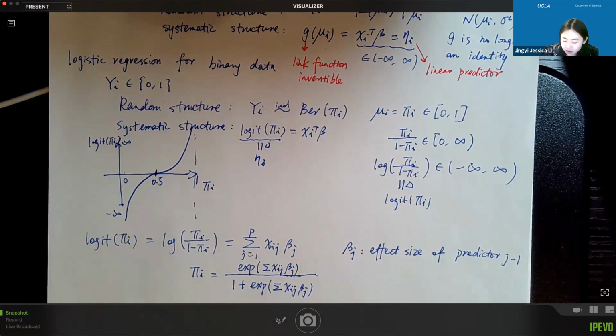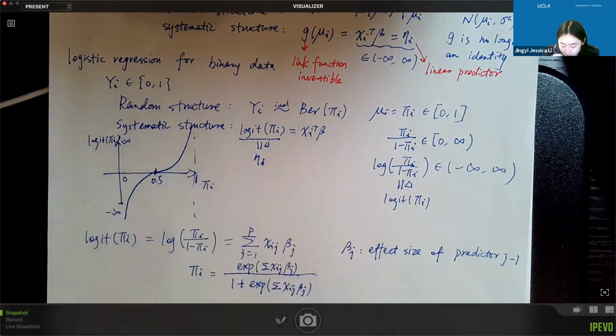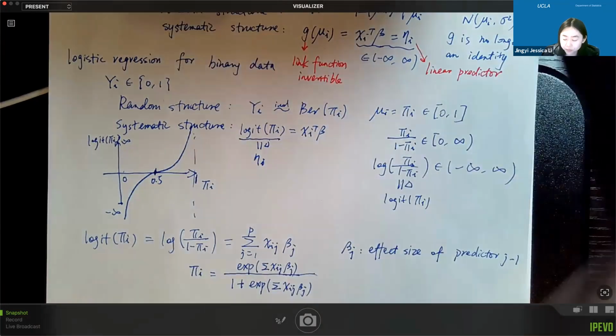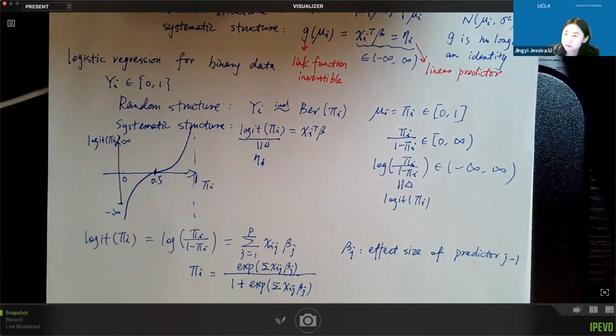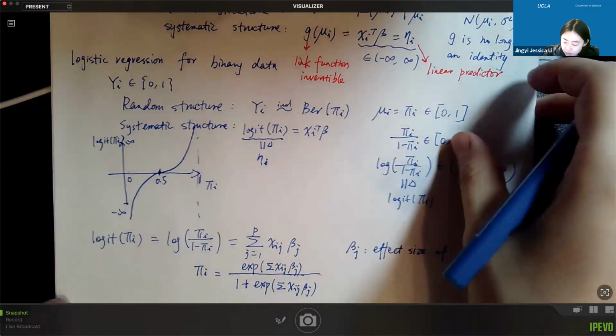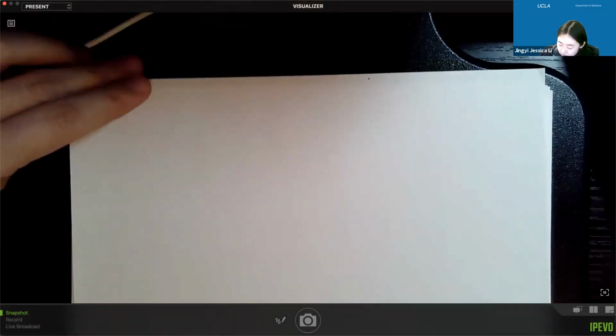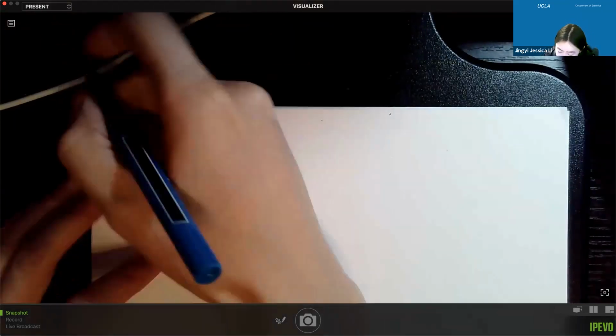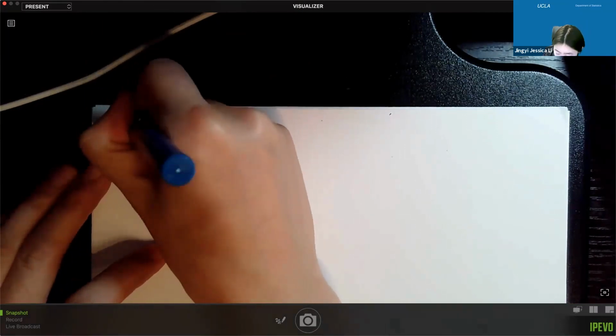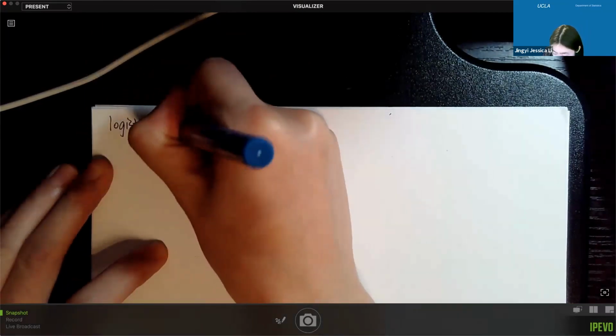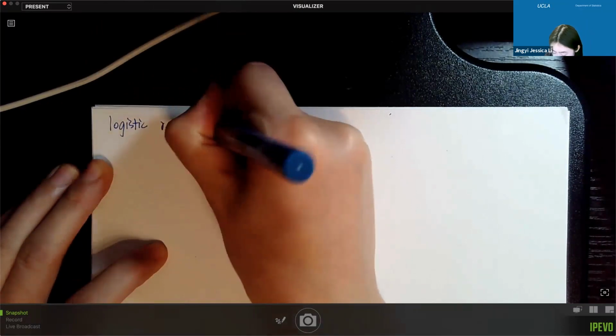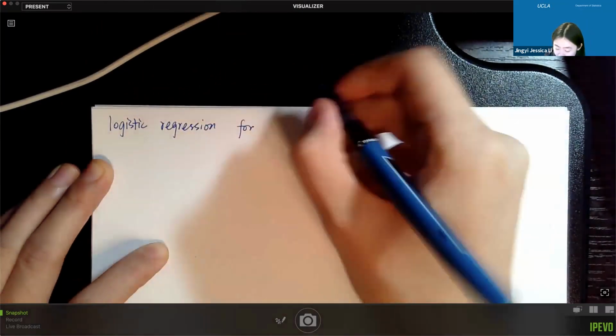So we're going to talk about the parameter estimation, where the parameter of interest is beta. We're going to talk about that later. But now let's talk about another form of logistic regression, which is also very useful in practice. So I'll call this the logistic regression for group data.